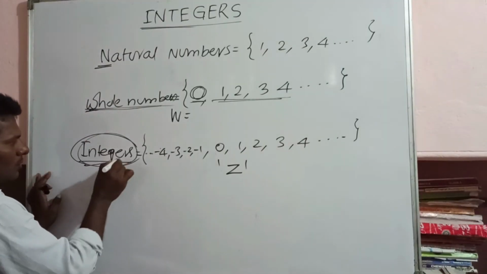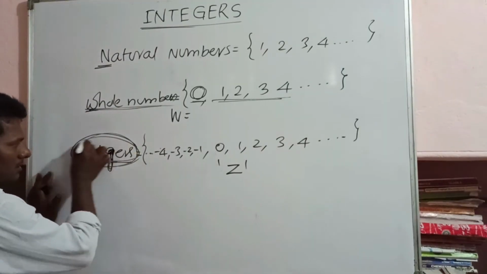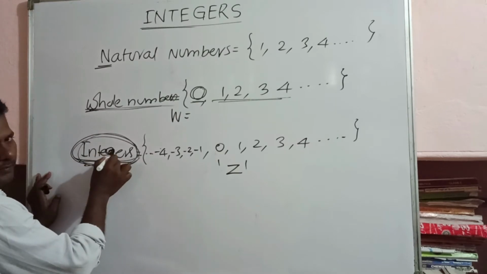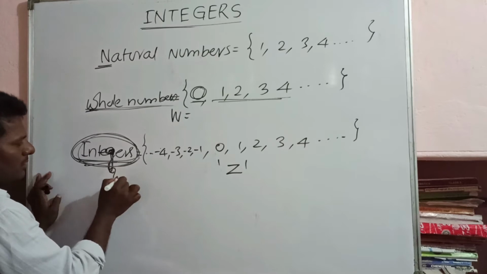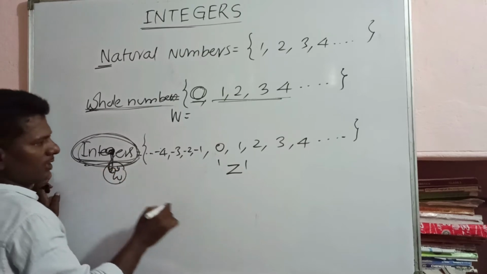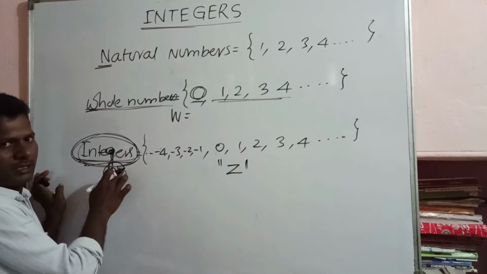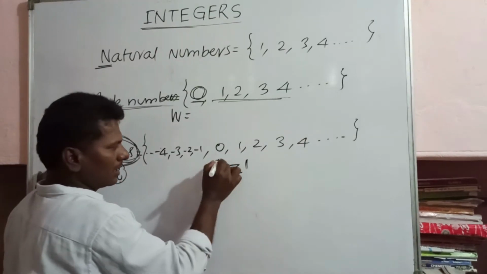There is no Z in the word integers. Here there is a G, and here G is pronounced as G. So that's why we use Z. The set of integers is denoted by the letter Z.